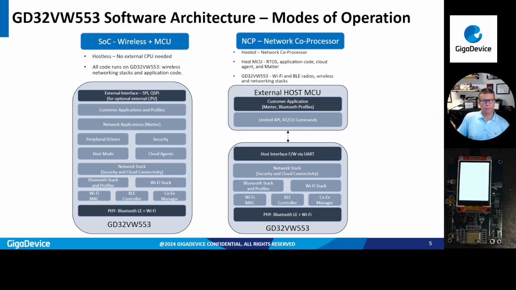So the 553 supports two different modes. SoC mode is standalone. The application will run on the RISC-V machine as well as both stacks. In NCP mode, or network coprocessor mode, you have an external host that houses the application, and then you interface to the 553 via UART and send it function calls.